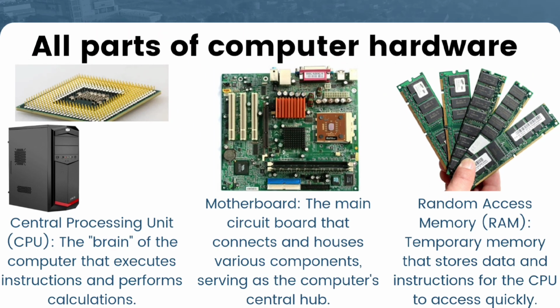First of all, the central processing unit, the brain of the computer that executes instructions and performs calculations. Motherboard, the main circuit board that connects and houses various components, serving as the computer's central hub. Random access memory, temporary memory that stores data and instructions for the CPU to access quickly.